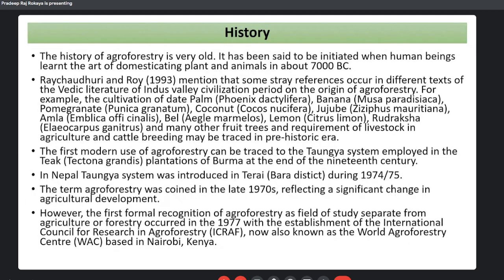In Nepal, the Taungya system was introduced in Bara district of the Tarai, in Tamagadi. Particularly Tamagadi in Bara district.